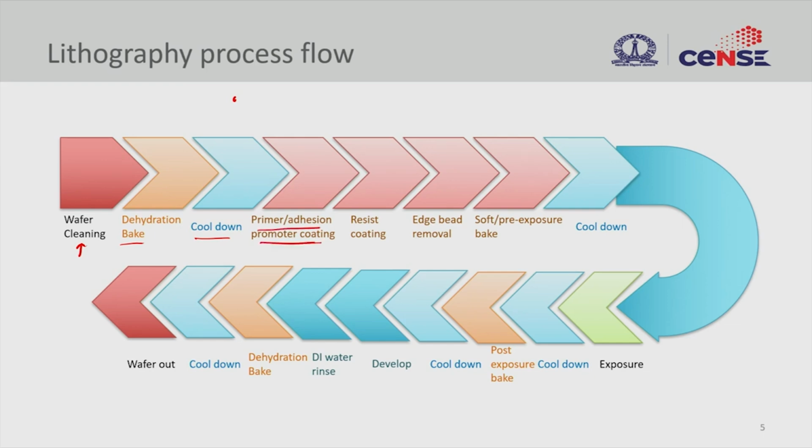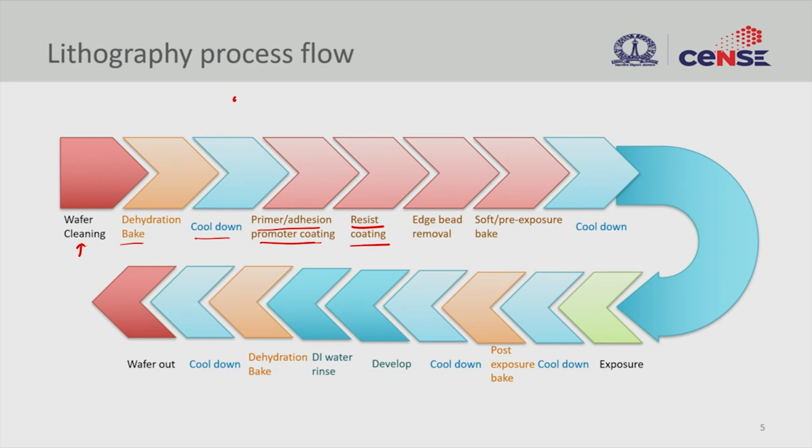When you are coating the photoresist, you want the photoresist to stick onto the substrate, right? If they don't stick, you will have some issues. We will see what those issues are later, but you need to coat this adhesion promoter, and then we coat the photosensitive material, in this case resist, and then we'll do something called edge bead removal, right?